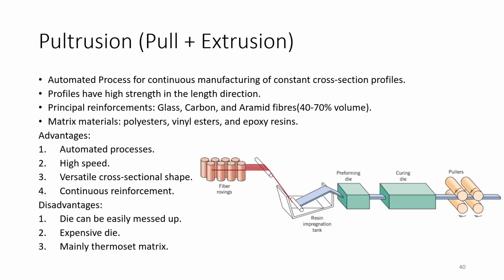Disadvantages include that the die can be easily messed up, it is expensive, and it is mainly used with thermoset matrix. And this is the process. Here pullers are used for flattening the resin. Then there is the curing die, then the preforming die, then the resin impregnation tank, and then these fibers are rovings.